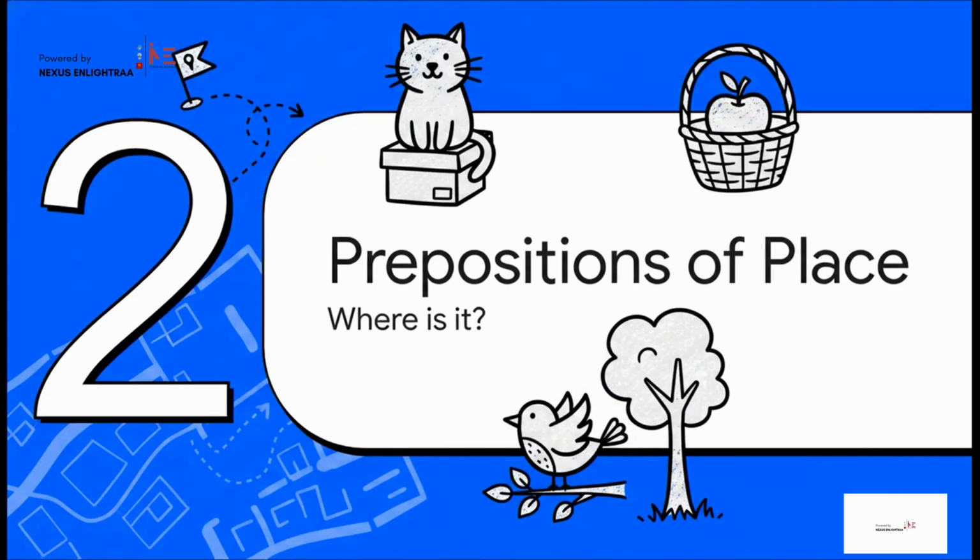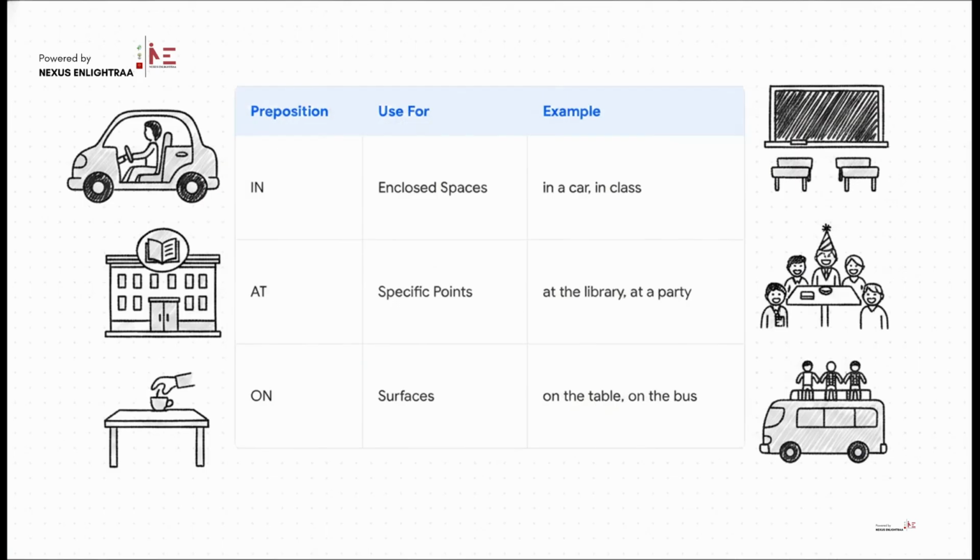All right, let's keep things moving. We've totally covered when, and now we're going to see how some of those exact same tiny words can help us talk about where. Let's get into prepositions of place. And would you look at that? Our old friends in, at, and on are back. But this time, they're talking about location.